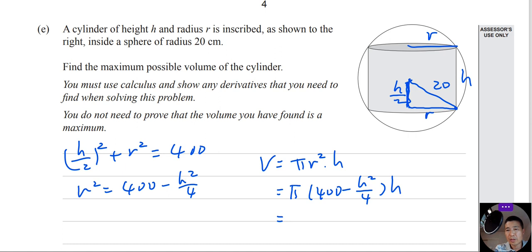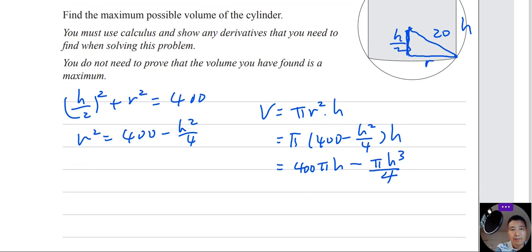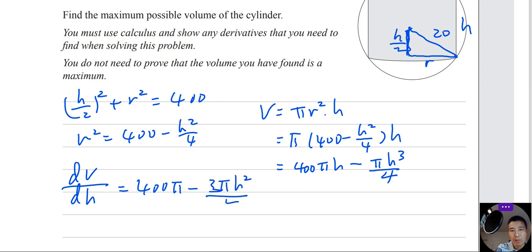So I'm gonna expand this bracket. V equals 400 pi h minus pi h cubed over 4. So we can differentiate V in terms of h now. So dV/dh is 400 pi take away 3 pi h squared over 4. This is ugly, so I'm gonna fix it.